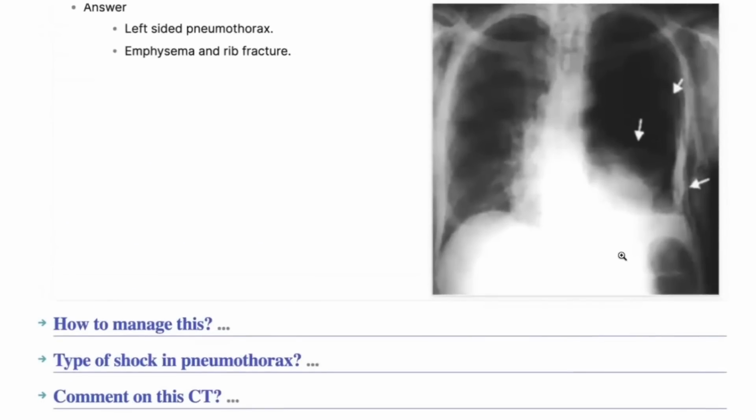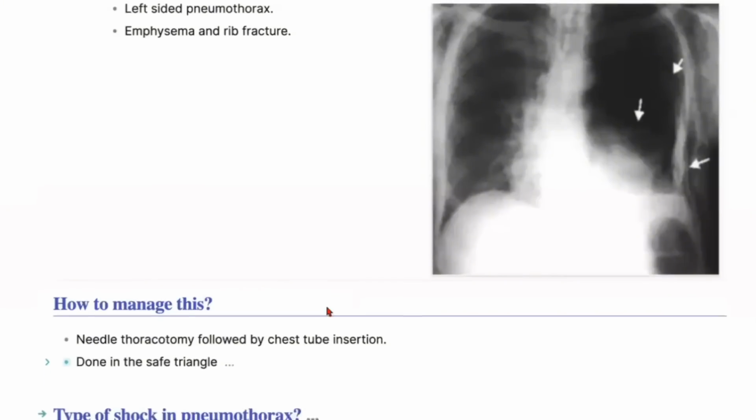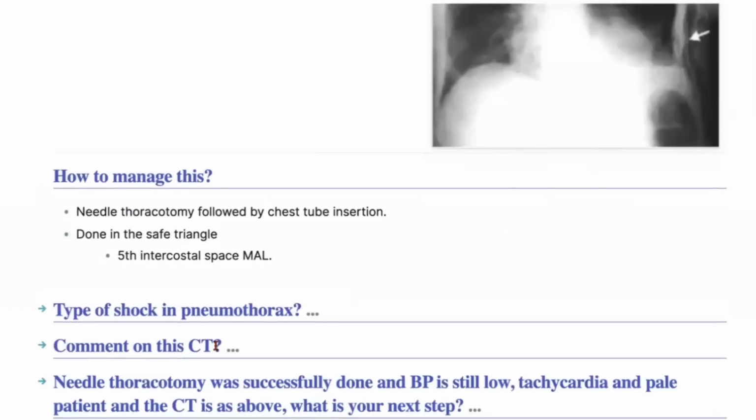And how would you manage this condition? So I'd manage this condition according to protocol. I'd want to do a needle thoracotomy followed by a drain insertion. This would be done in the safe triangle, just within the 5th intercostal space and mid-axillary line. What is the type of shock in pneumothorax? The type of shock in pneumothorax would be obstructive shock.